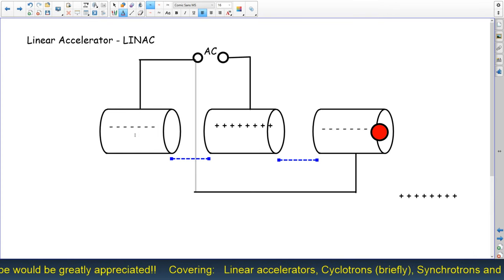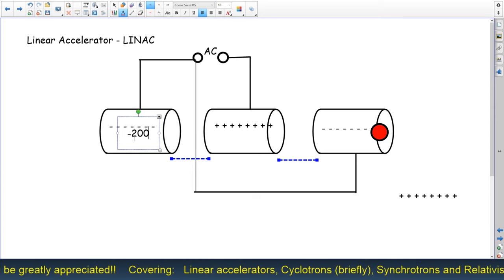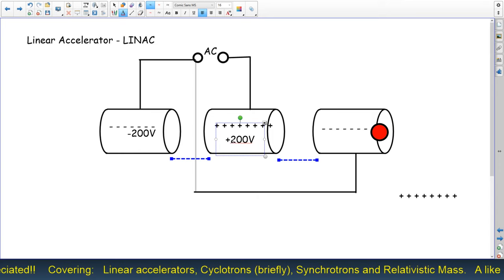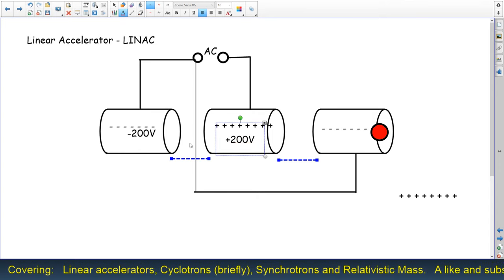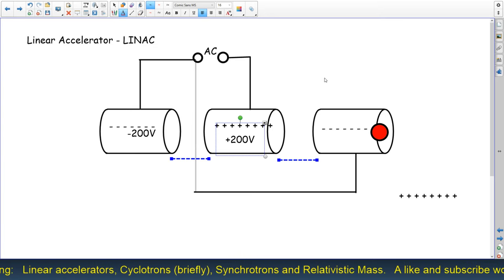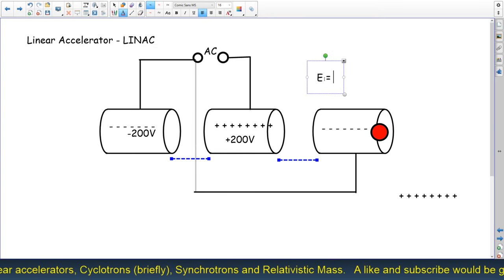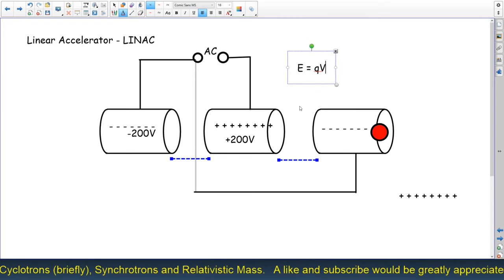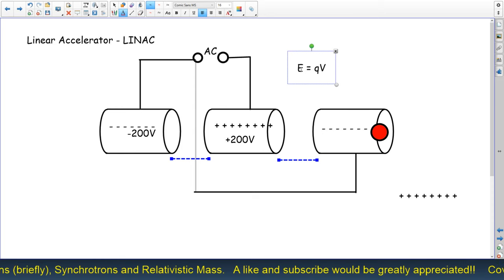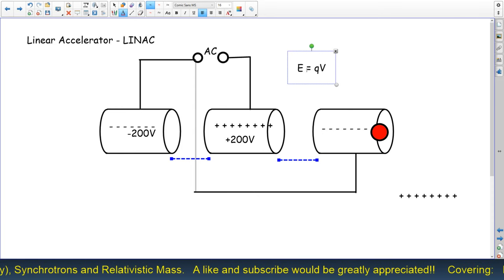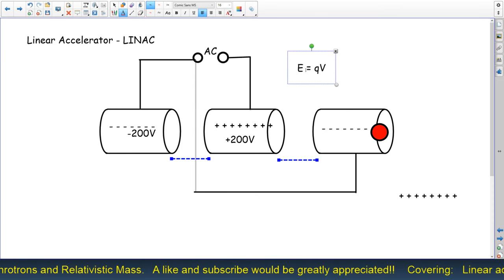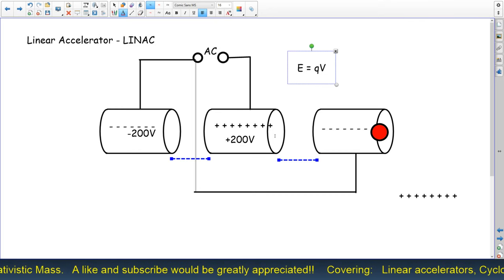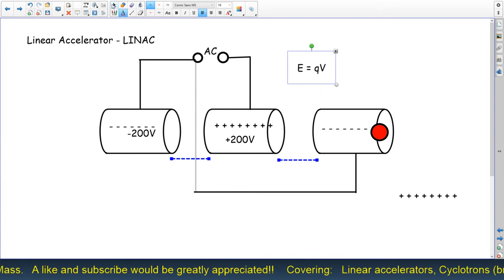So if we have this one at, say, negative 200 volts, and this one at positive 200 volts, then we have a potential difference across these two of 400 volts. Now, remembering that energy is equal to QV, the charge times voltage, every time we have a particular charged object with a particular voltage applied to it, it's going to have some amount of work done on it, it's going to gain some amount of kinetic energy, it's going to get faster.